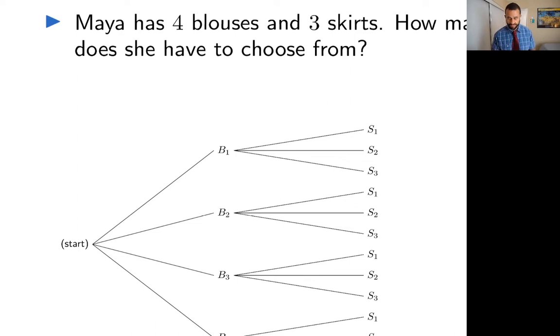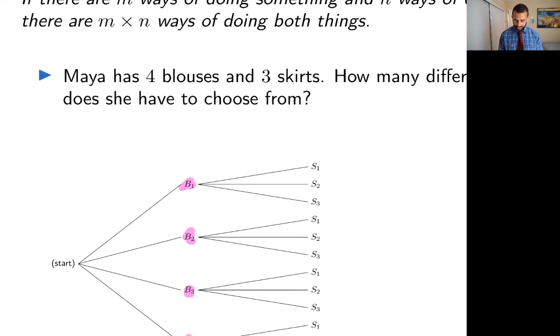You start out. And in this particular example, Maya has 4 choices of blouse, right? Blouse 1, blouse 2, blouse 3, and blouse 4 down there. And once she makes that choice, she then has to choose one of the skirts. And she has 3 skirts to choose from. So she could wear blouse 1 and then choose skirt 1, or wear blouse 1 and choose skirt 2, or wear blouse 1 and choose skirt 3. So that's 3 different outfits right there. And then she can do that for every single blouse.